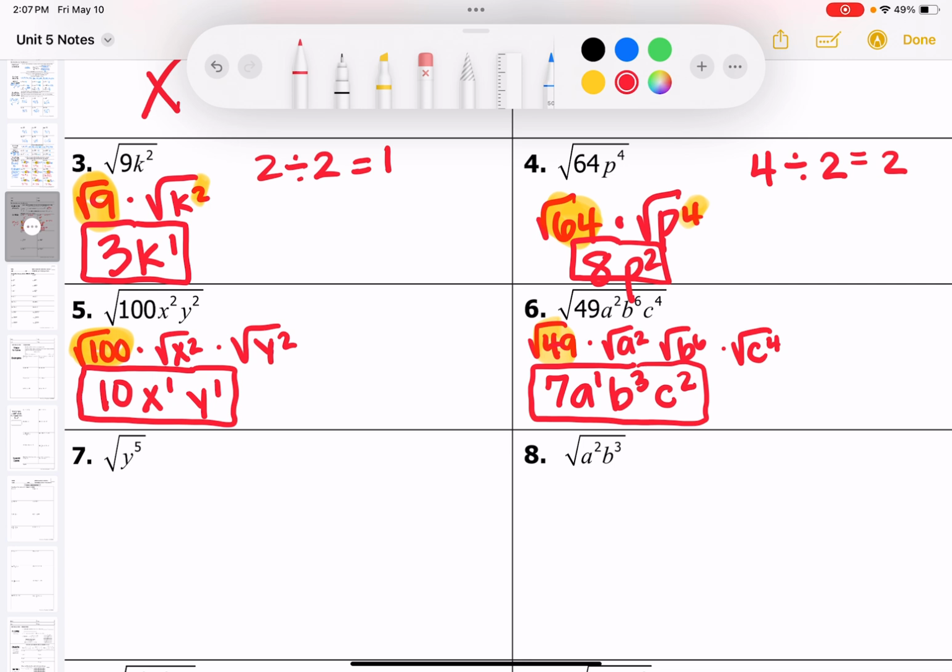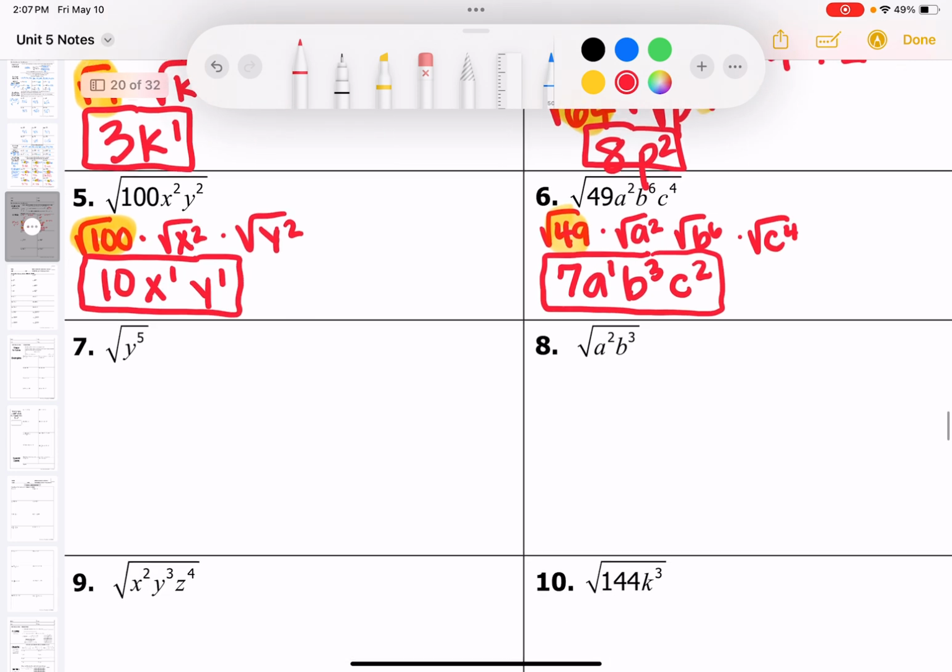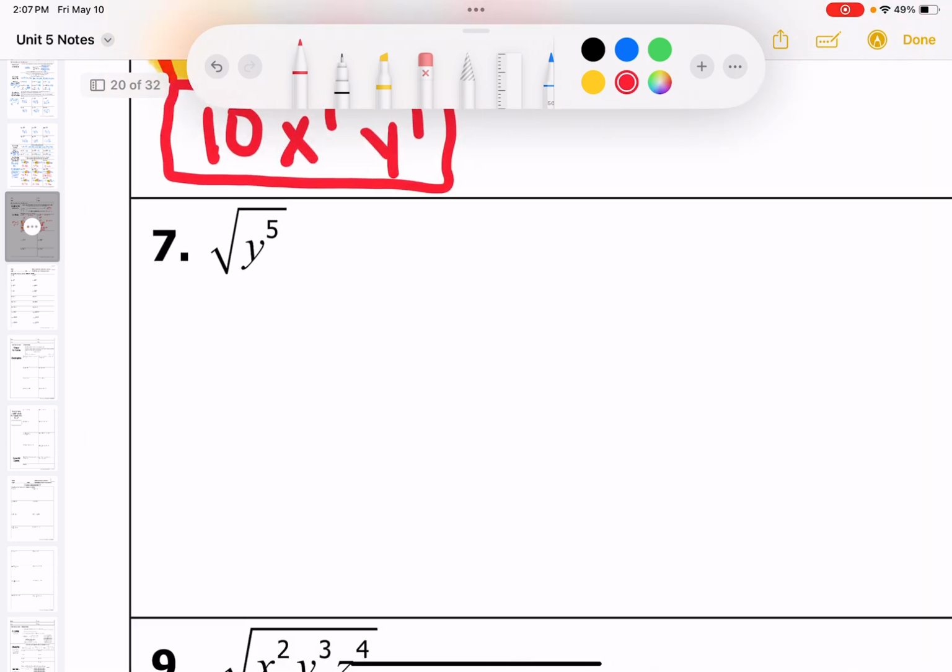All right, now we're going to look at some examples where there is an exponent that's not an even number. So, looking at number 7, square root of y to the 5th. If I do 5 divided by 2 in my calculator, I get a decimal, which I don't want. So, a way around that is we're going to break this apart into 2 separate radicals.